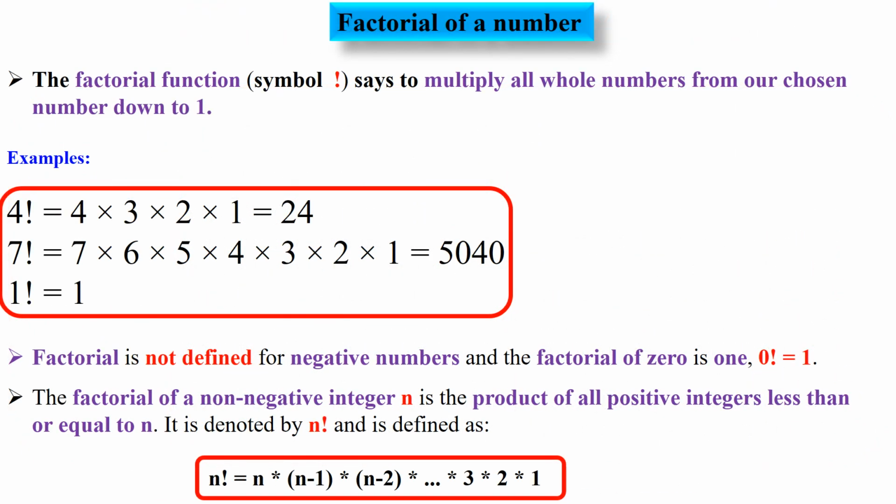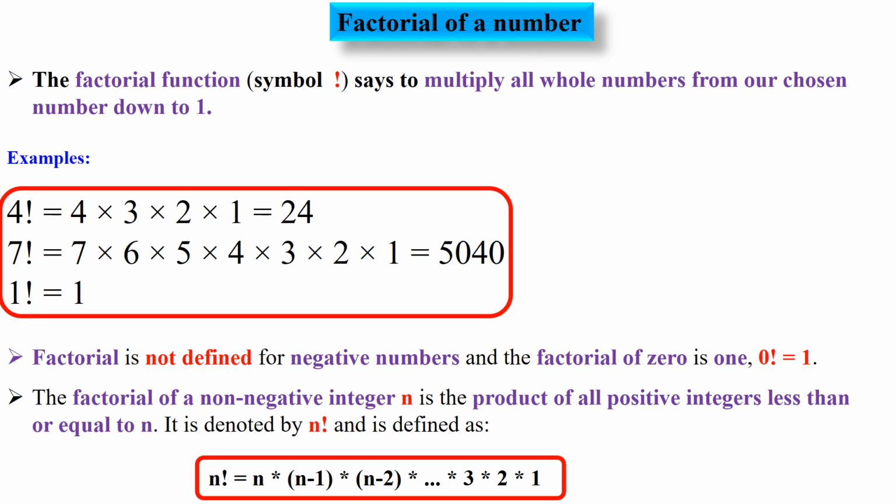What do you mean by factorial of a number? The factorial function, whose symbol looks like an exclamation mark, says to multiply all whole numbers from our chosen number down to 1. Examples: 4 factorial is equal to 4 times 3 times 2 times 1 is equal to 24. 7 factorial is equal to 7 times 6 times 5 times 4 times 3 times 2 times 1 is equal to 5040. 1 factorial equals 1.